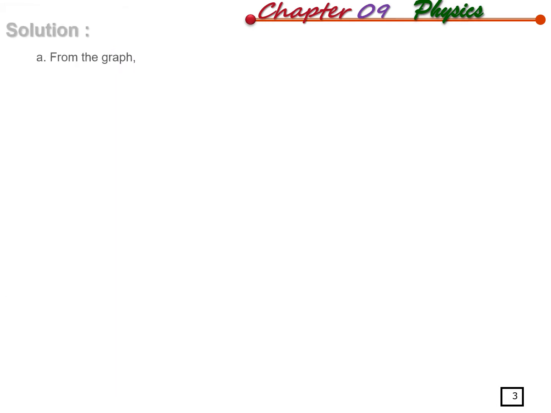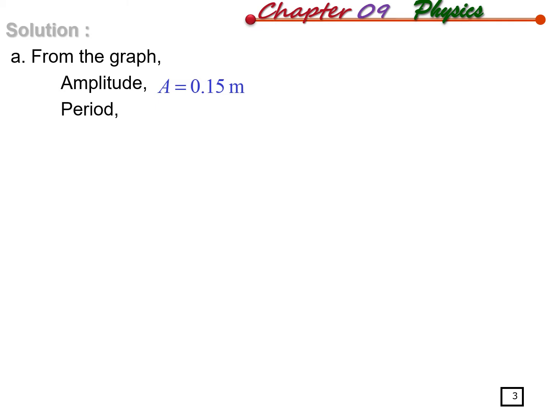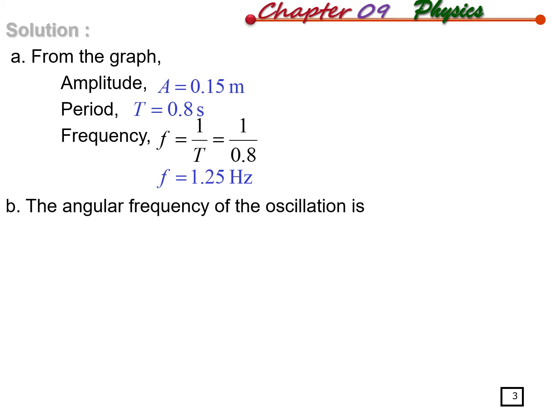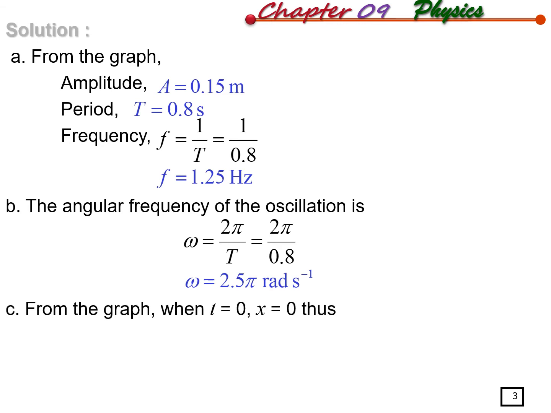So for the solution, from the graph we obtain the amplitude, converted into meter, which will be 0.15 meter, and period 0.8 second. From there we can calculate the frequency, which will be 1.25 hertz. And then the angular frequency, which will be omega, 2 pi f or 2 pi over period. So replace in, we will get 2.5 pi radian per second.